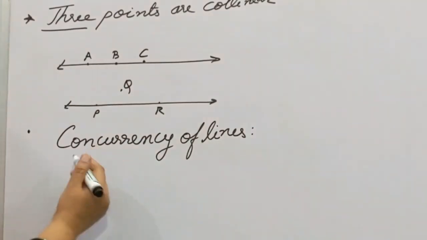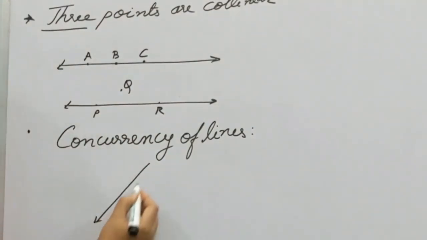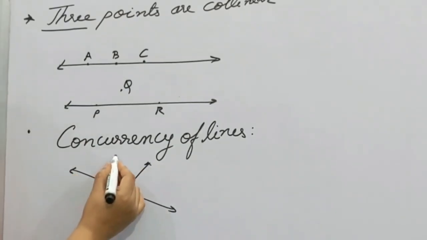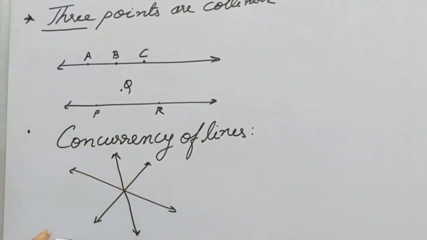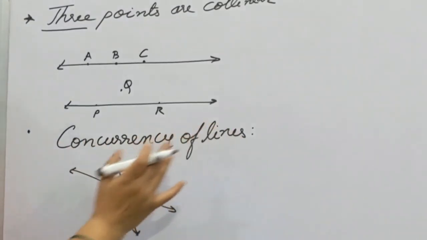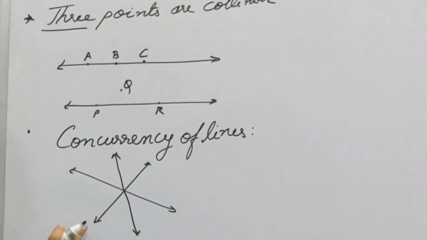Concurrency of lines. When 3 or more lines pass through a given point, then they are called concurrent lines. As I told you, two lines when they meet at a point are intersecting lines. So to define concurrency of lines, or concurrent lines, we say when 3 or more lines pass through a given point. Concurrent lines can be more than 3.